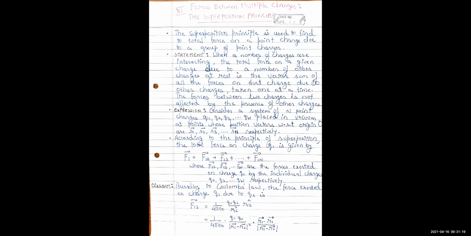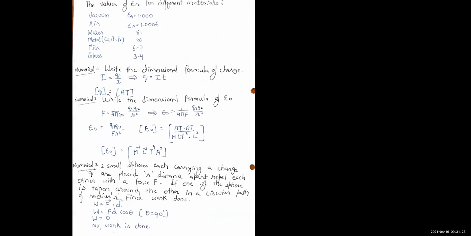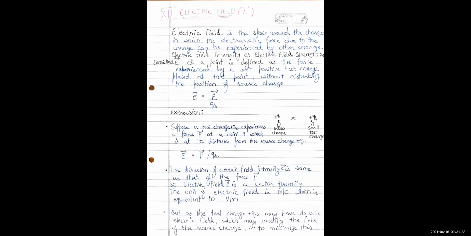Now, next children, you are having numericals. We are done with numericals, right? Now we are going to start with Coulomb's law in vector form.